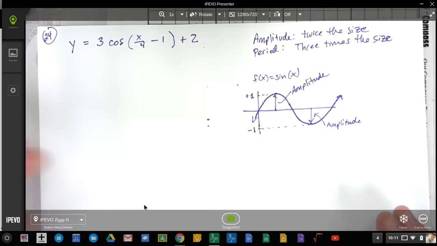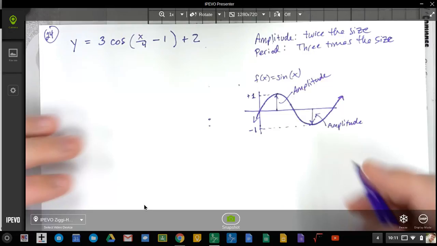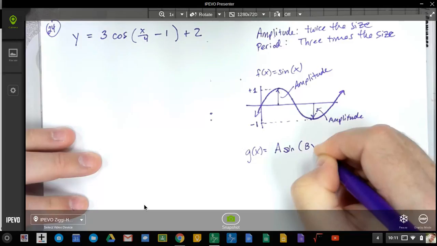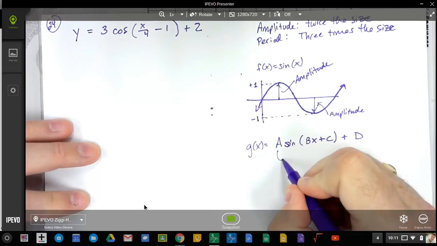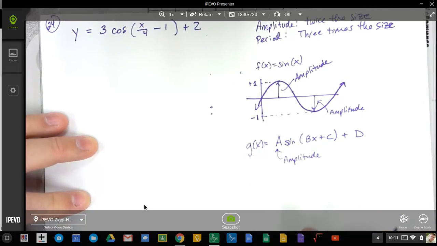So again, let's think about this. Where does my amplitude occur in this function? So if I do a generic, we'll say g of x equals a times sine of bx plus c plus d, okay? This a right here is your amplitude, okay? So it is the number that multiplies your sine or your cosine function, okay? We got that?